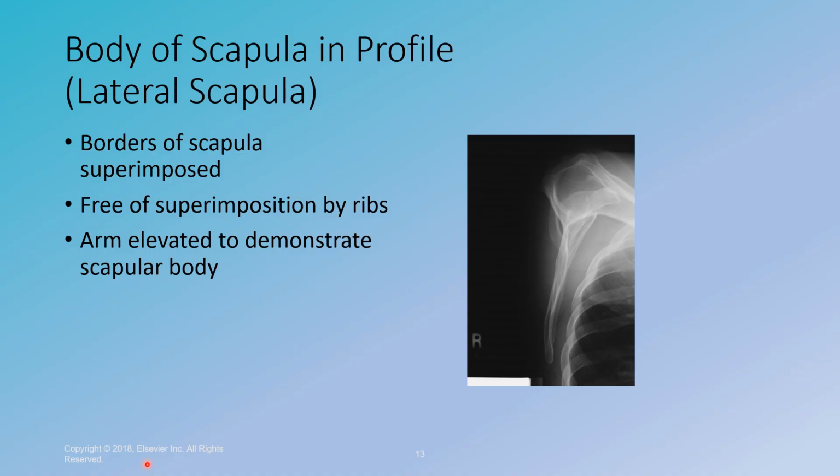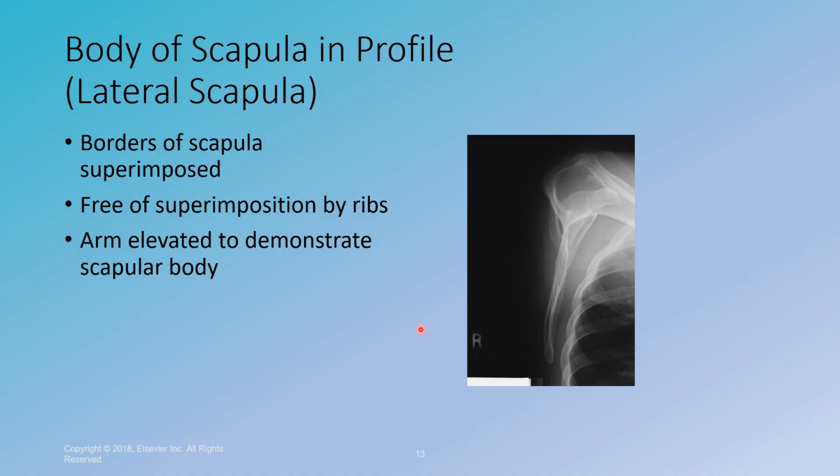This is the body of the scapula in profile. Now, this image is similar to 5.107, but that does say underneath that it's an erect lateral scapula for the body. So it would look similar to this on the table, except this would be all significantly magnified because of the amount of OID that was there.